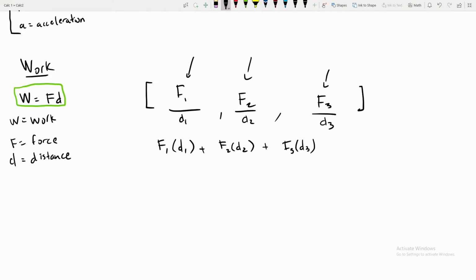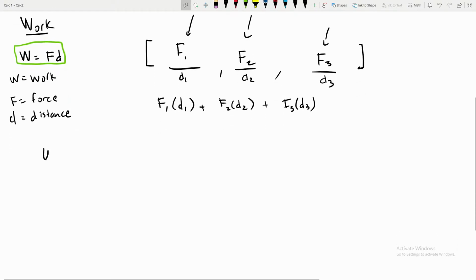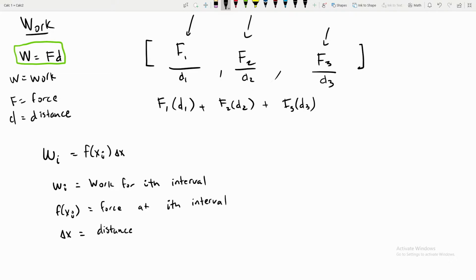So we can scale this example and derive a more general formula for work. Essentially we're going to say that work at the ith distance, sorry, that might not look like an i. There it is. Work at the ith distance is basically going to equal f of xi times delta x. And I'm quickly going to define what each of these variables means. So there you go. Basically, wi is going to represent the work done at the ith interval. So all of these pieces would in a sense be wi.